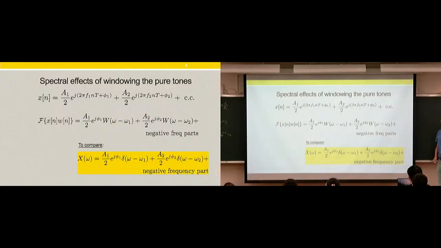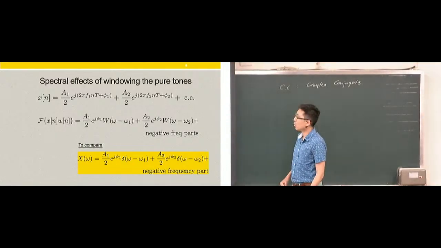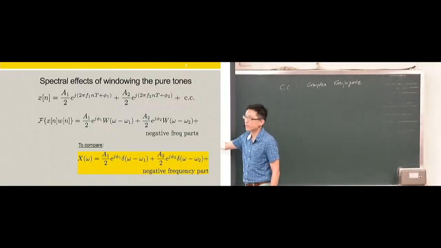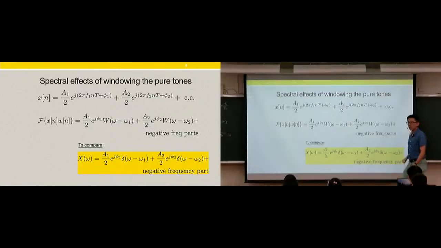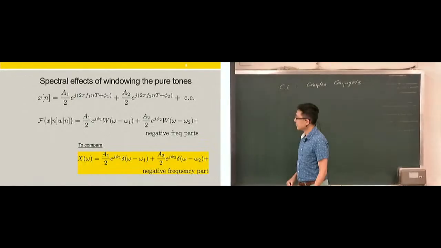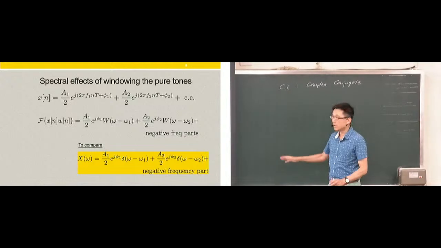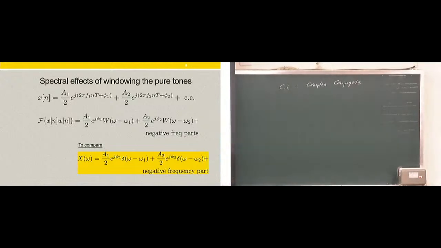That's what's going to happen when we apply a window to multiply our signal. And we know that our signal is a combination of two tones. Okay? Combination of two tones. I hope this is making sense to you.